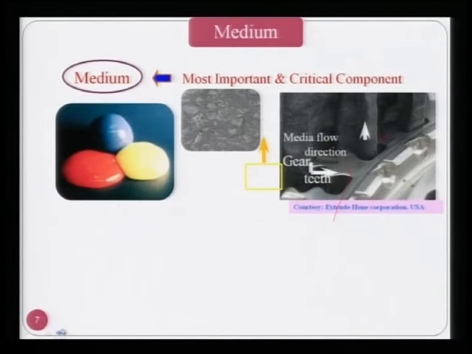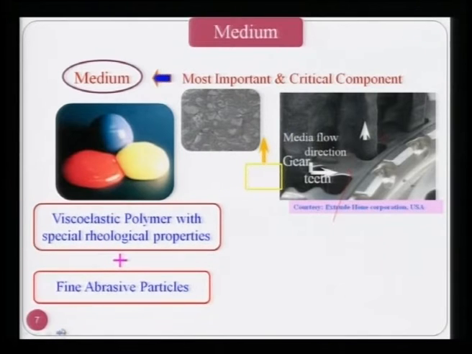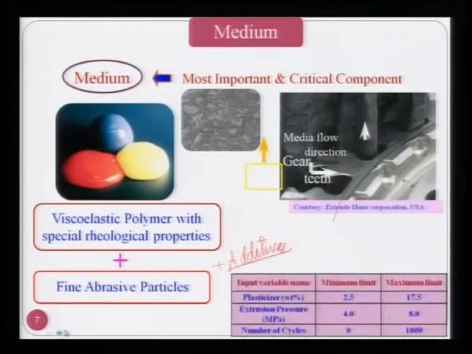Now these are the medium. You can have it in different colors and they have different rheological properties. This medium is a mixture consisting of viscoelastic polymer with special rheological properties, fine abrasive particles, plus some additives. These additives also play an important role, which I will explain later on.